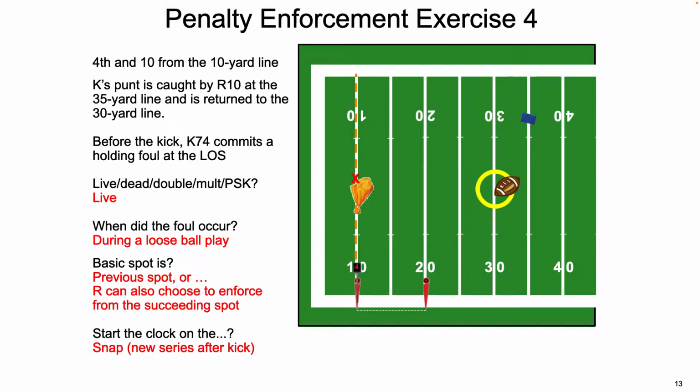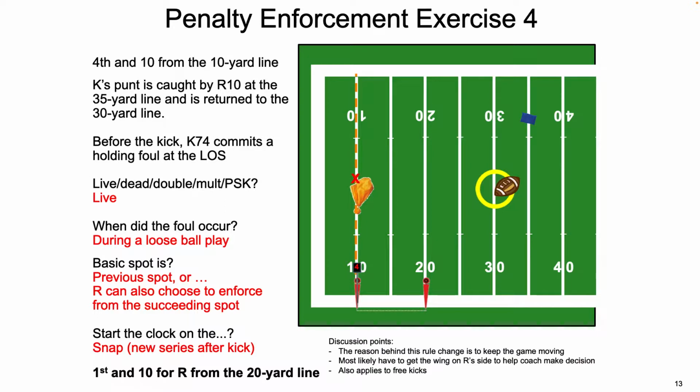R has two choices: back it up 10 and re-kick, or add 10 yards to the succeeding spot and take the ball. Most of the time, this is a good choice. So it'll be 1st and 10 for R from the 20-yard line. Keeps the game moving. The wings, most likely on our side, need to help the coach make this decision, let them know that they have two choices here. And again, remember, this also applies to free kicks.